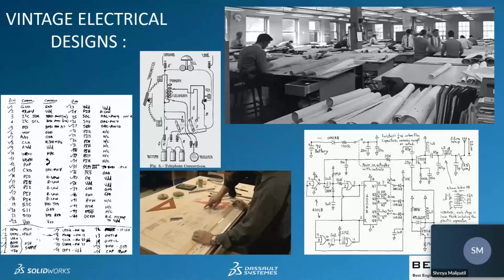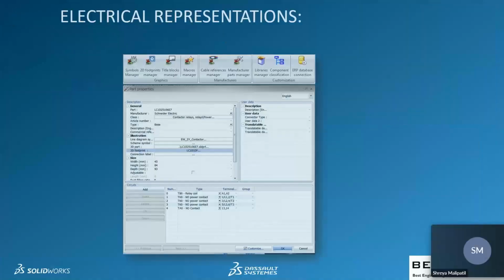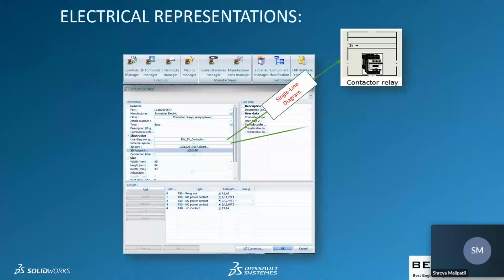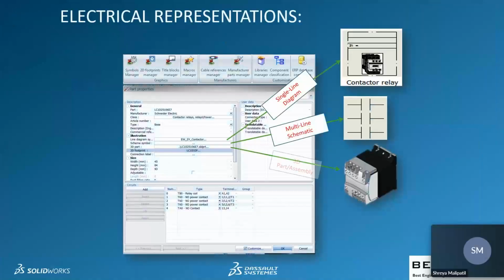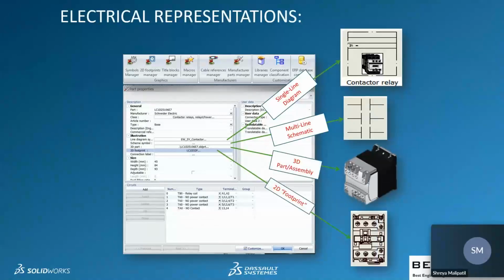In that case, that's when SolidWorks came up with their solution, SolidWorks Electrical, to avoid manual entries and the manual making and designing of circuits. Instead, we use computer-aided design. In SolidWorks Electrical, for one single component, you can see there are 4 representations available.